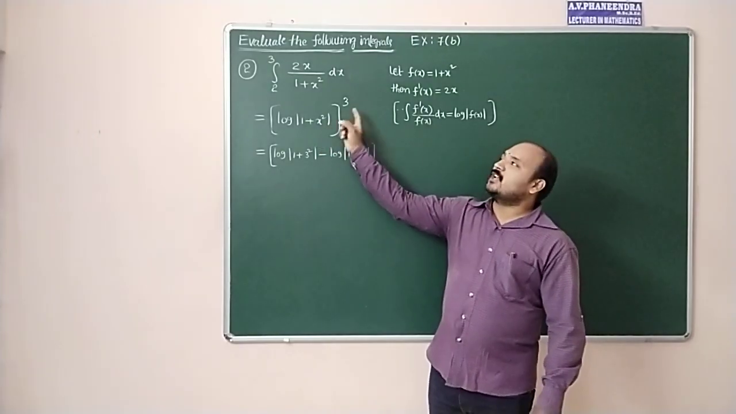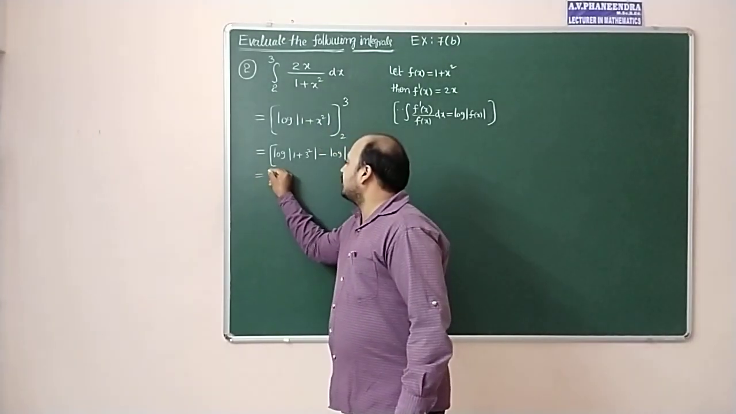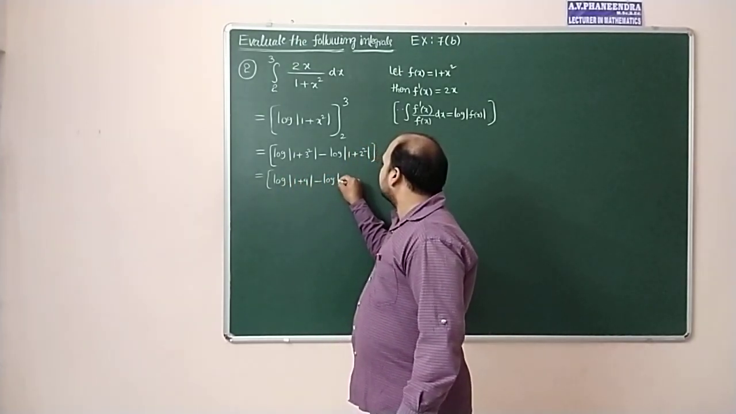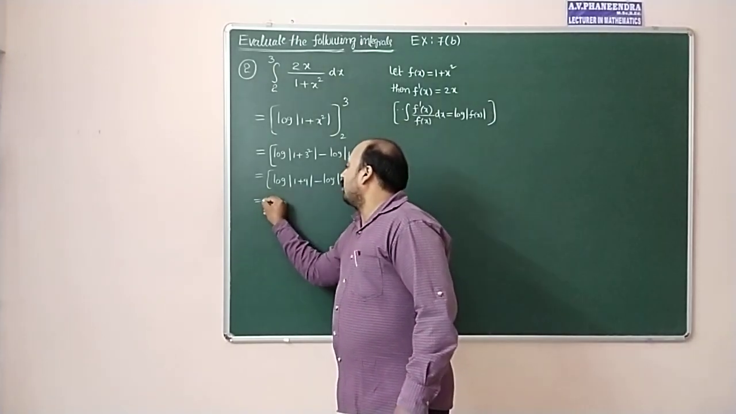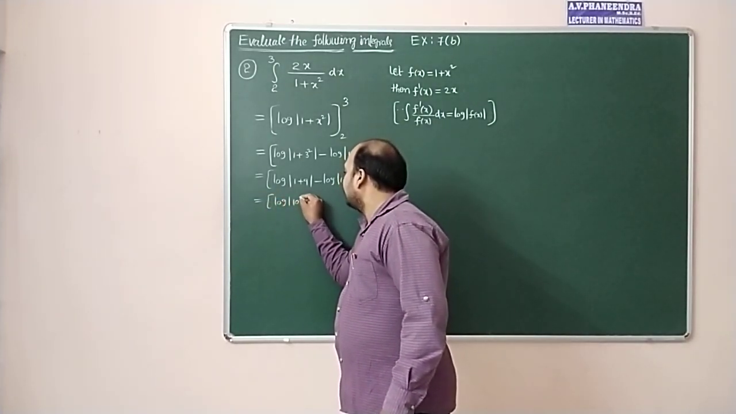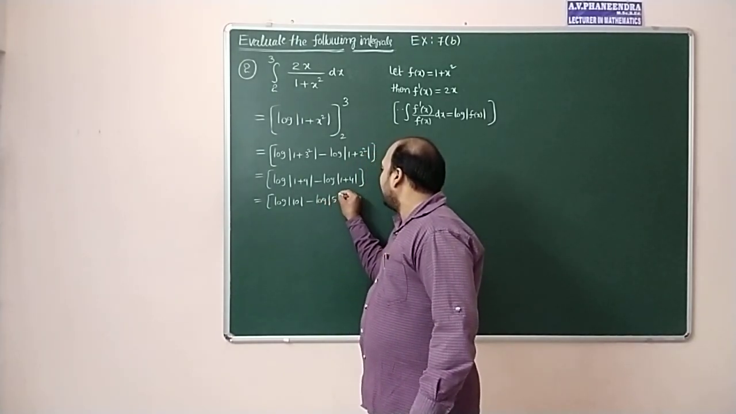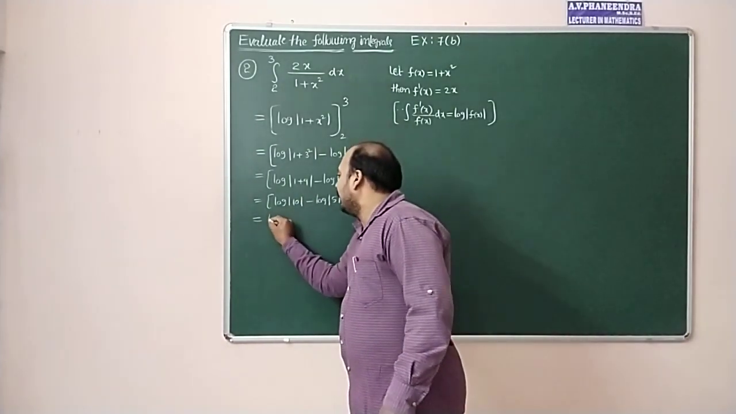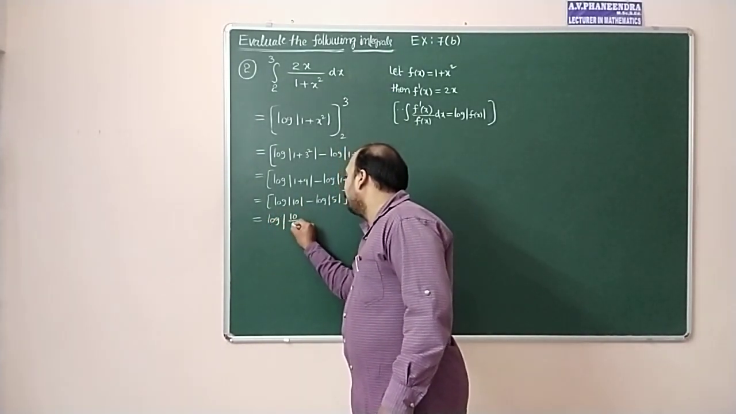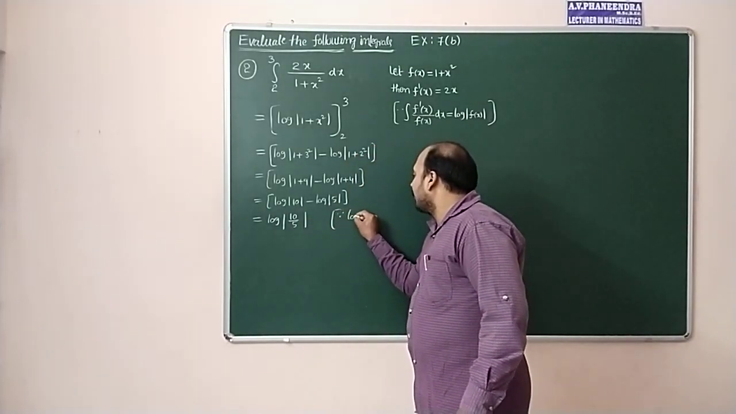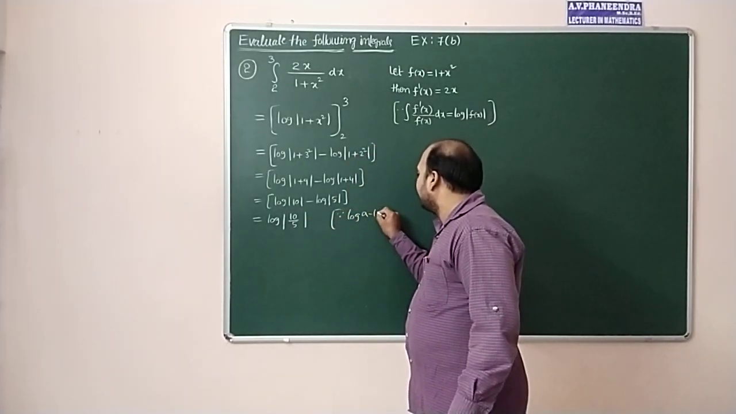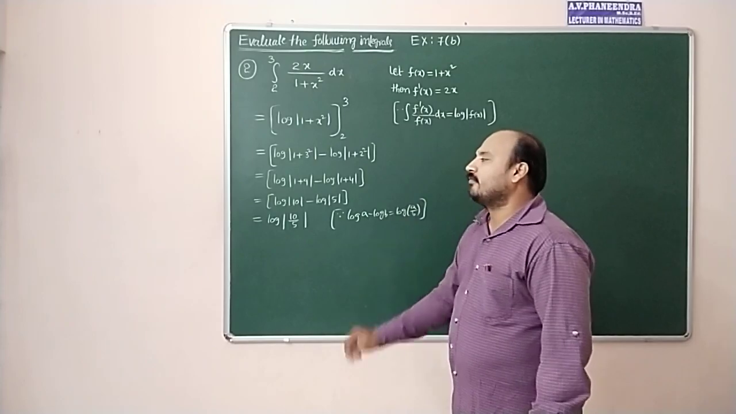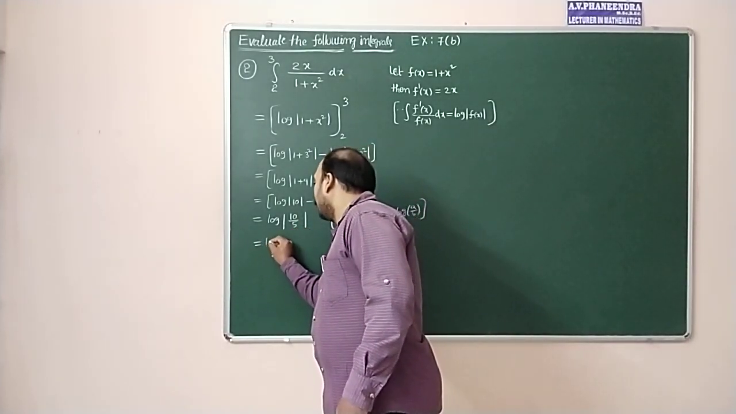In place of x, upper limit minus lower limit, which is equal to log mod of 1 plus 9 minus log mod of 1 plus 4. Therefore, log mod of 10, since 9 plus 1 is 10, minus log mod of 5, since 1 plus 4 is 5. That is log a minus log b, which is log a by b, so log 10 by 5. Here we apply the formula log a minus log b equals log a by b. So log 10 by 5 is equal to log 2.